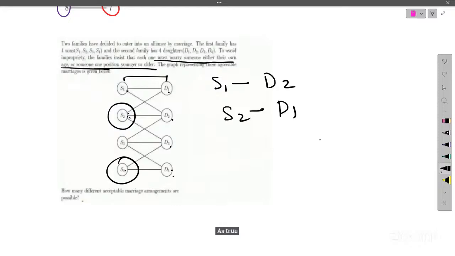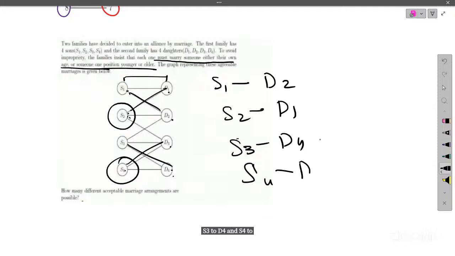Yeah. Okay. See, in the same fashion, S3 to D4 and D3 to S4. So this is also a perfect match. S4 to D3, correct. This is also a perfect match. Now in this case, the answer is not 5, we will get 5 matches.